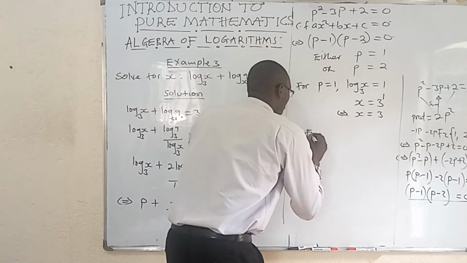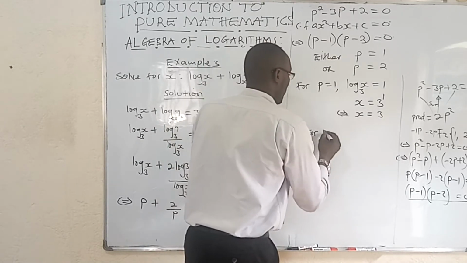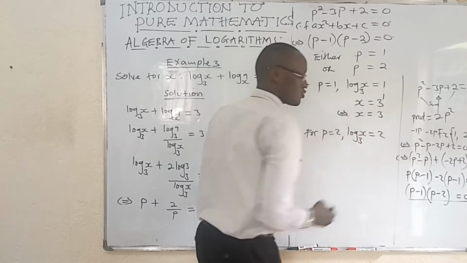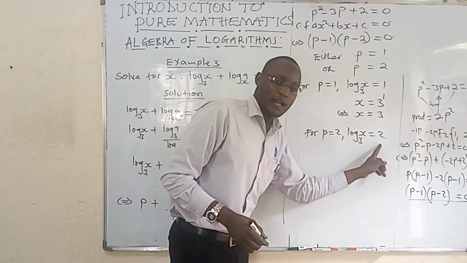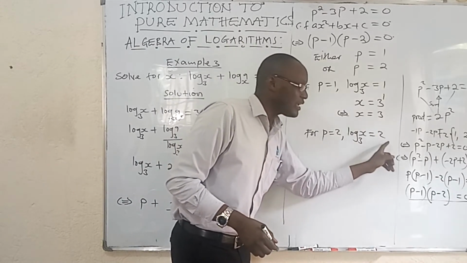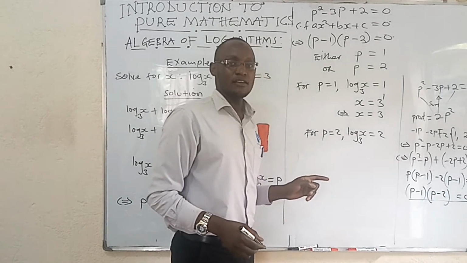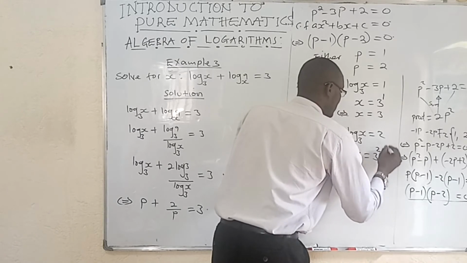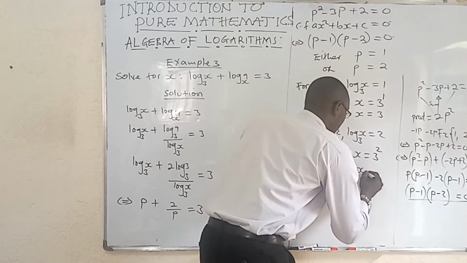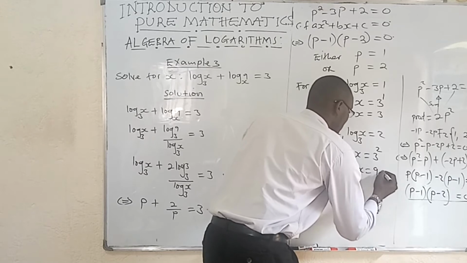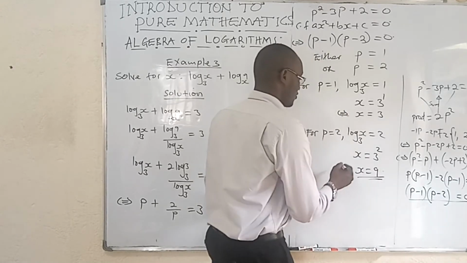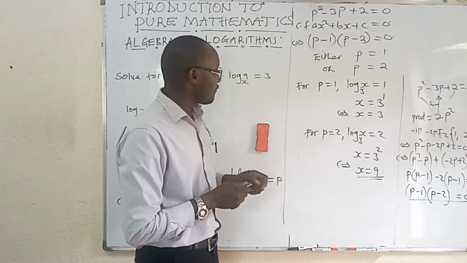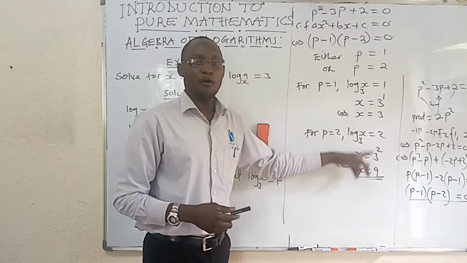Then, for another value of p, for p is equal to 2, it implies that log base 3 of x is equal to 2. By definition of logarithm, a logarithm of a number is an index. Okay? Is an index. So which means x is equal to the base, and then the index is a power. So x therefore is equal to 3 squared, which is 9.